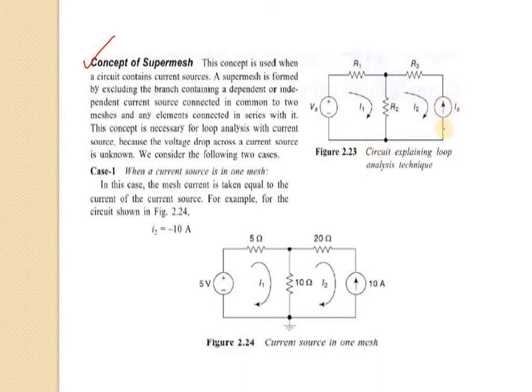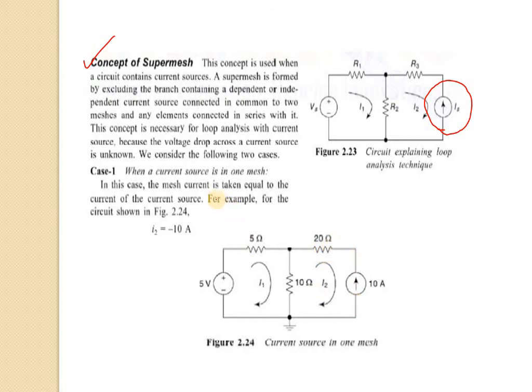Here, the current I2 is connected with this loop 2, and it is connected with a resistance in series. This concept is necessary for loop analysis with a current source because the voltage drop across the current source is unknown. Now, case 1, when a current source is in one mesh. For this case, it is connected in one mesh only and one series resistance is here.